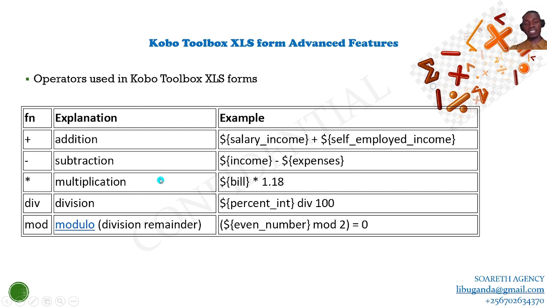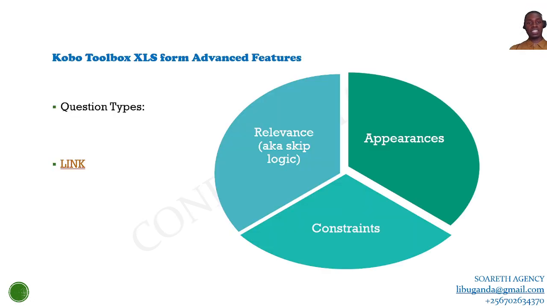All right, so let's proceed. Very well. So now we are going to look at relevancy, we are going to look at appearances, we are going to look at constraints. And that one we shall open this file and look at them in another Excel, Google Sheets file that is more elaborate.